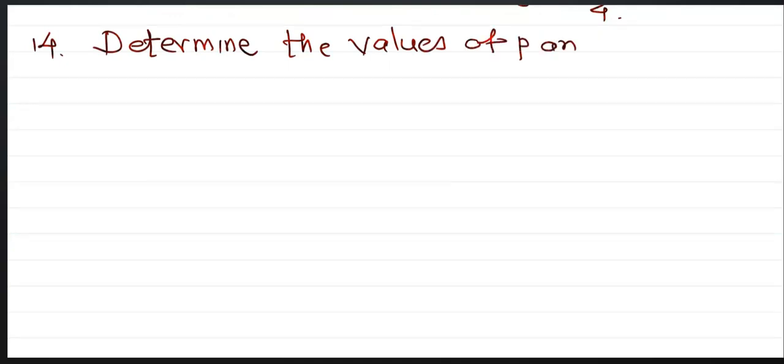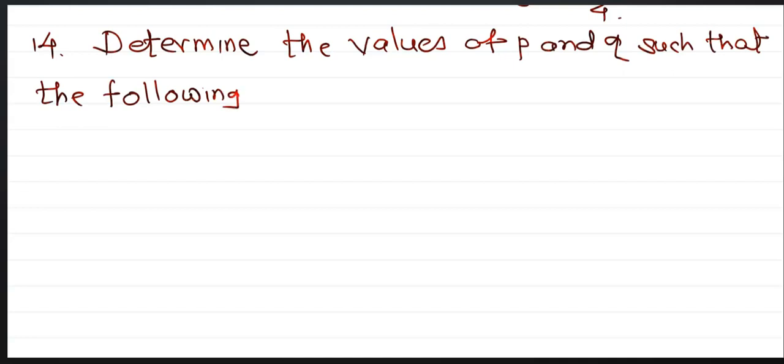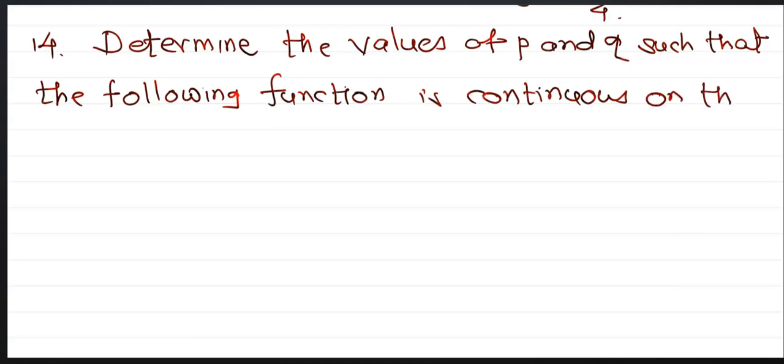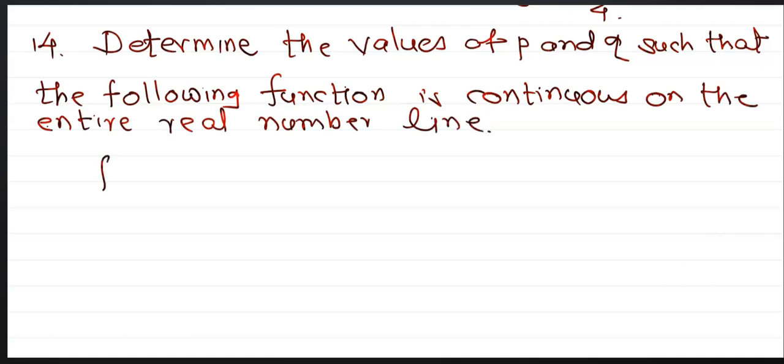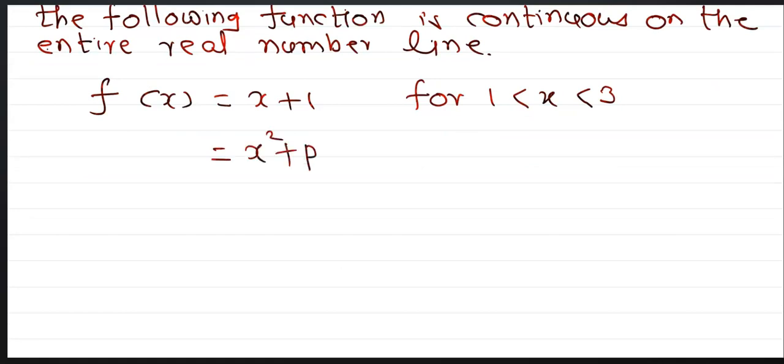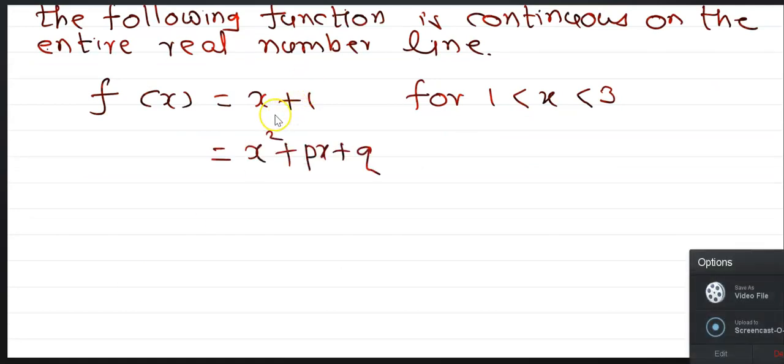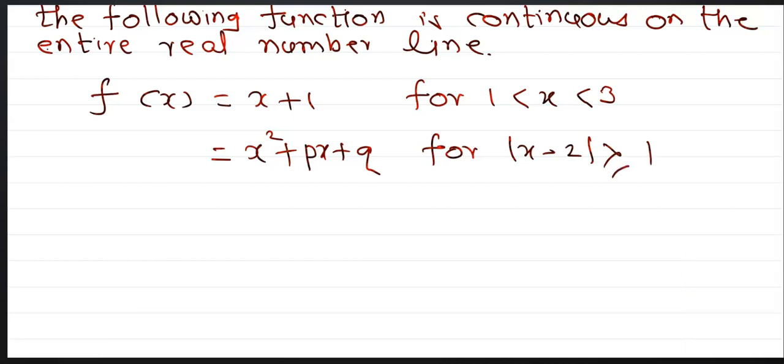Question 14. Determine the values of p and q such that the following function is continuous on the entire real number line. Again, this is a very tough problem. f of x is equal to x plus 1, where x lies between 1 and 3, and f of x is equal to x square plus px plus q, where the mod of x minus 2 is greater than or equal to 1.